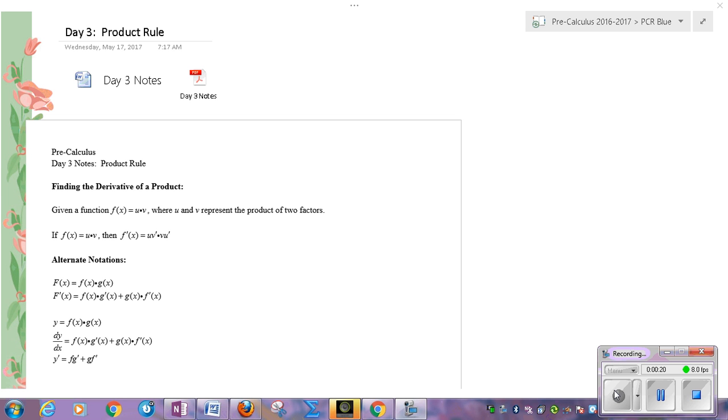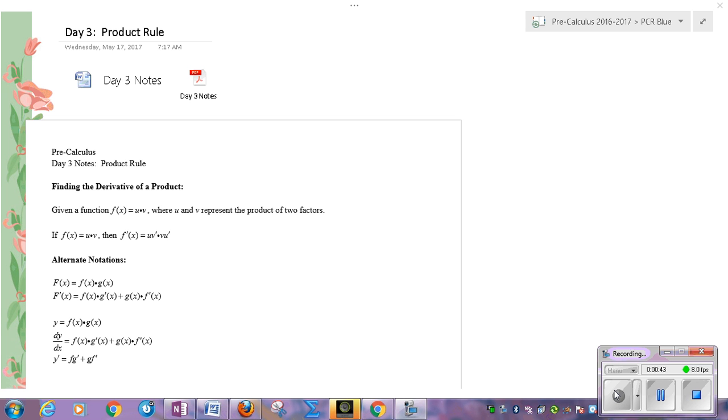Here's the thing, and some of you are going to catch on to this quickly, and it doesn't really matter if you figure it out or not. A lot of times when you have a product, it's possible to use your power rule with a little manipulating of the function. So I'll kind of show you, you can do either way. Unless they specify which rule you have to use to find the derivative, it's really up to you to determine which way you want to do it.